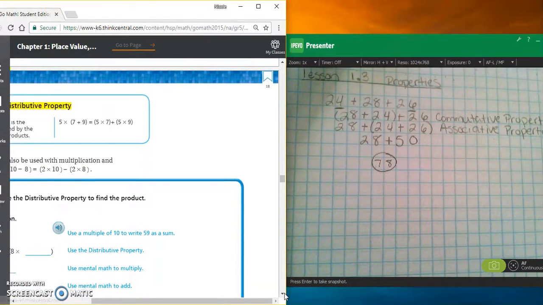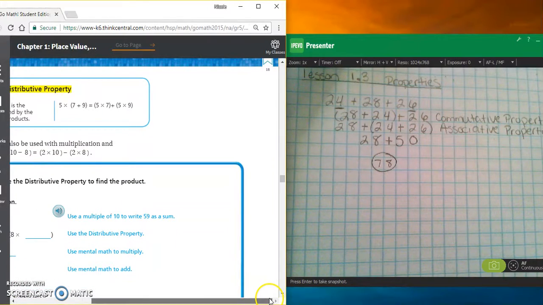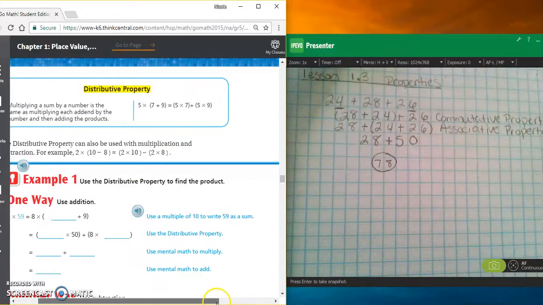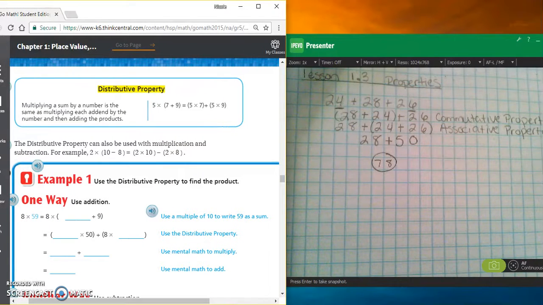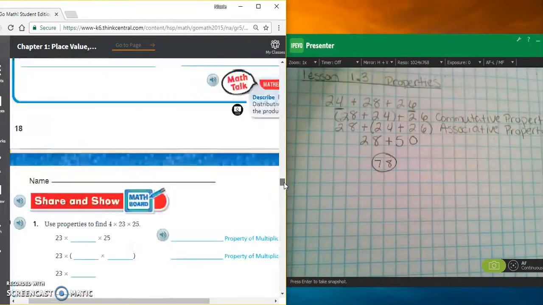On the next page, it talks about the distributive property. The distributive property states that multiplying a sum by a number is the same as multiplying each addend by the number and then adding the products. So it can be used with multiplication and subtraction. We have two examples there. So one way is to use addition.